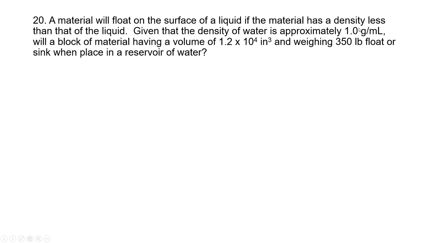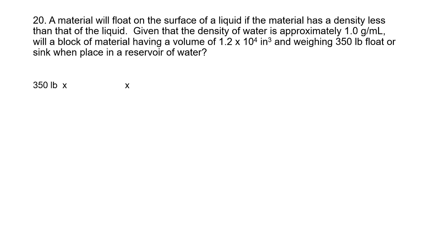So there's a couple of choices here. I could solve for the density of this object in pounds per cubic inch, and then I could compare that to the density of water in pounds per cubic inch, or I could convert pounds to grams. I can convert cubic inches to milliliters, then find the density in grams per milliliter, and then compare it to that of water. So I'm going to go ahead and do that second path that I described.